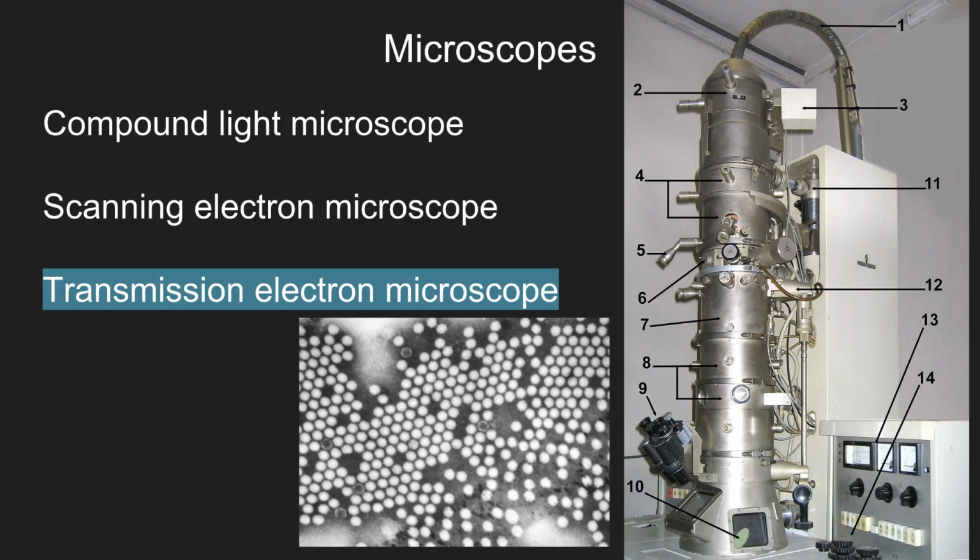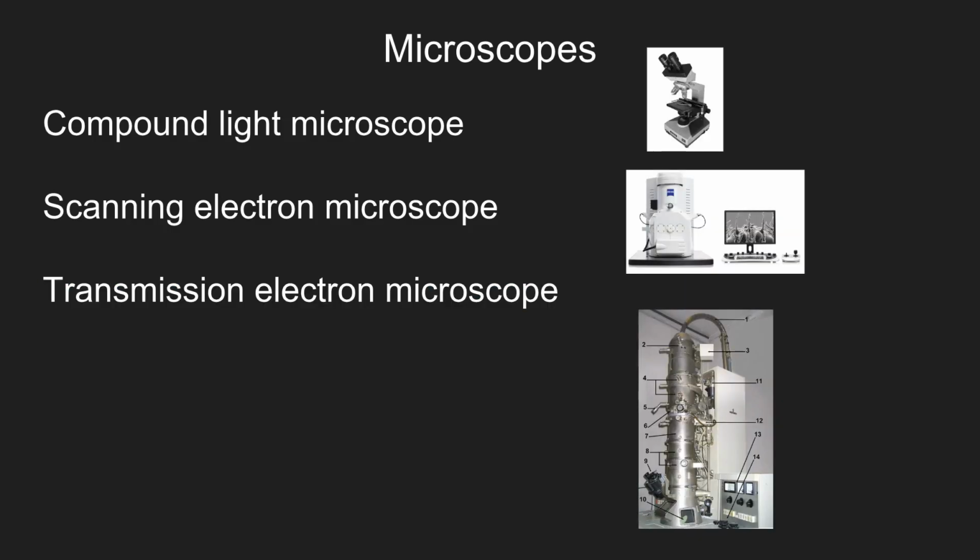So the next type of microscope is the transmission electron microscope, which gives you more resolution than a scanning electron microscope. And here's one with all the parts labeled. I've never seen a transmission electron microscope personally, but it looks pretty cool. So those are the three basic types of microscopes that you can use to look at things that are too small for the human eye to see.